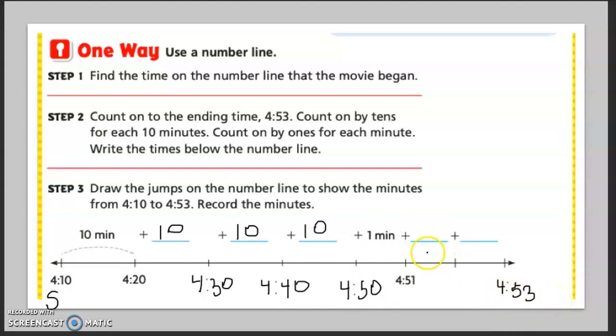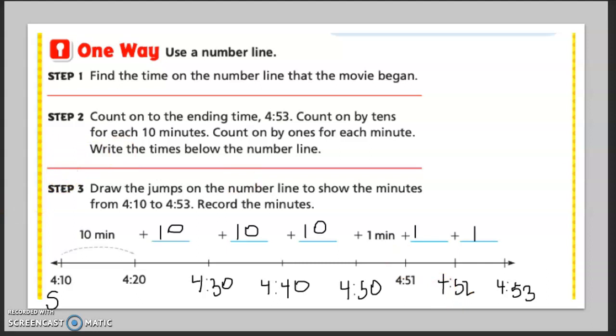So here I have to change what I'm skip counting by. So I can't skip count by 5s because again, I will pass 4:53. So we're going to go ahead and skip count by 1s. So here they added one more minute and my new time was 4:51. So I'm going to add another minute and my new time is going to be 4:52. If I add another minute, I will jump to 4:53. Okay, so I stop right there because that was my end time.